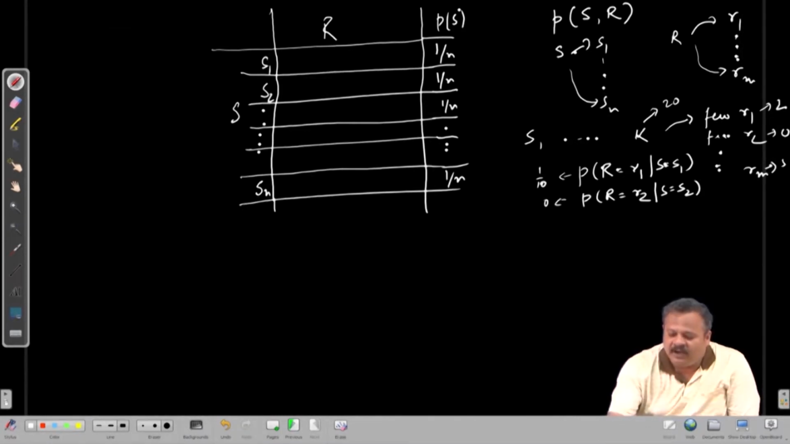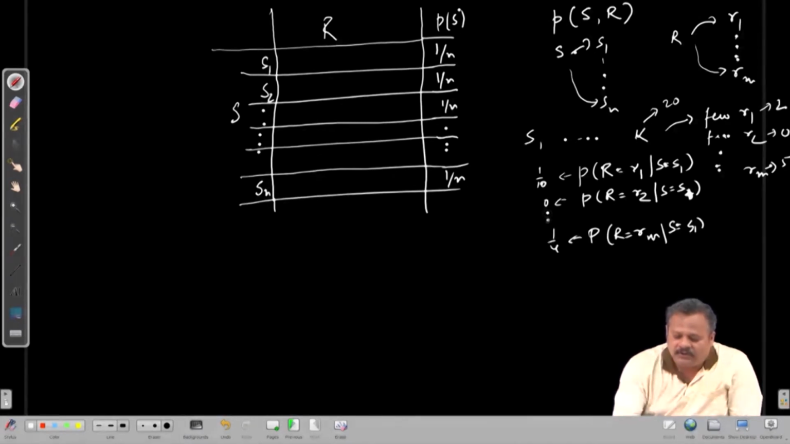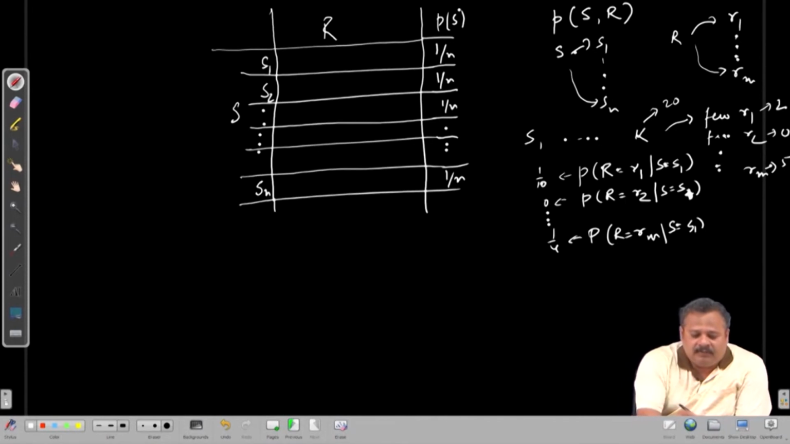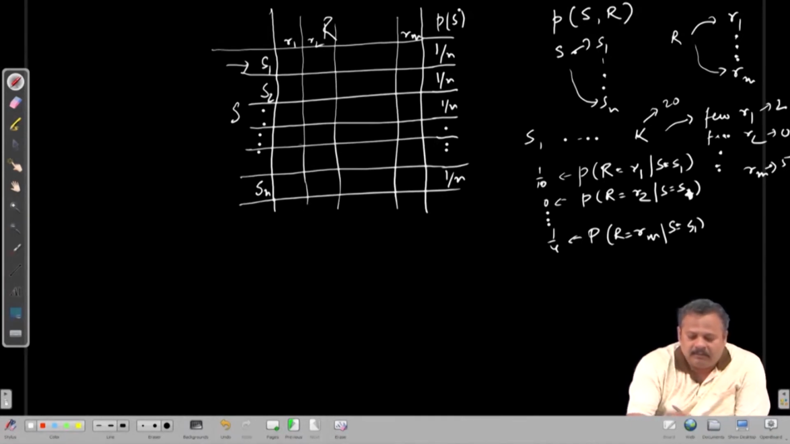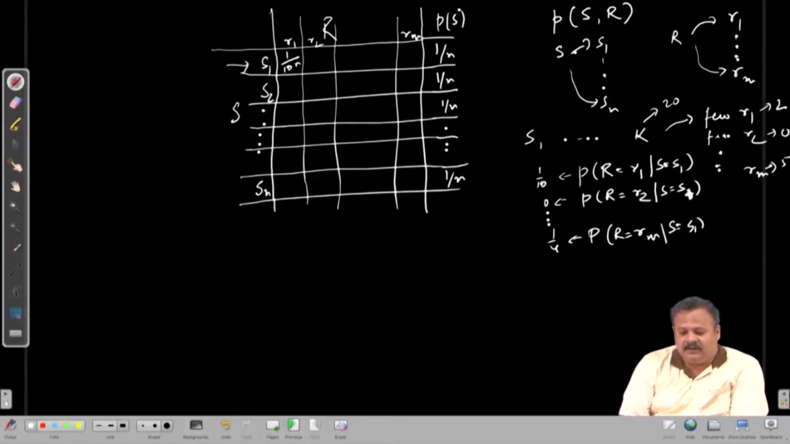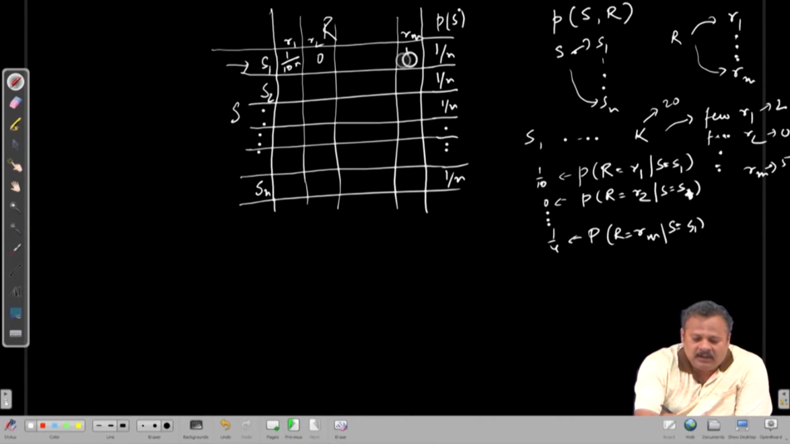Let us say we observed Rm 5 times, then we have the probability of R equals Rm given S equals S1, which is 1 by 4, and so on. So we have the probabilities R1, R2 up to Rm given the stimulus is 1, which is this particular row here, and based on what we have, 1 by 10, multiplied by the probability of S equals S1, which is 1 by n, which we already have there. This is 0 and this is 1 by 4n.